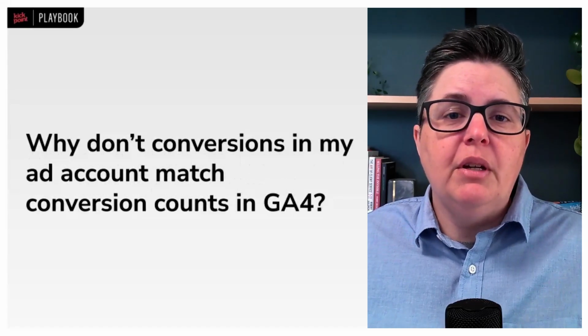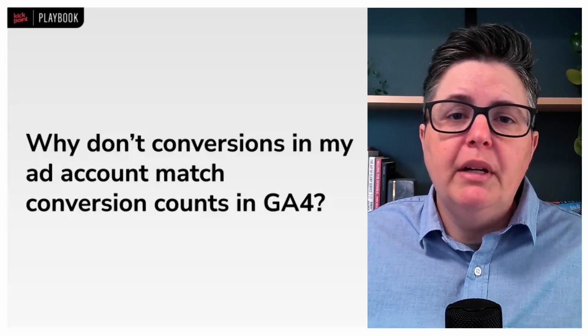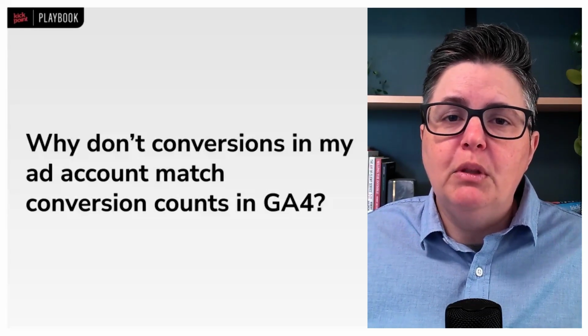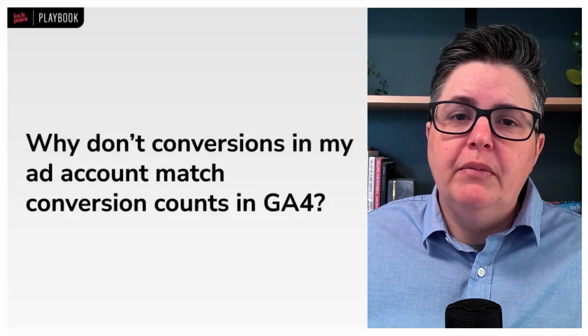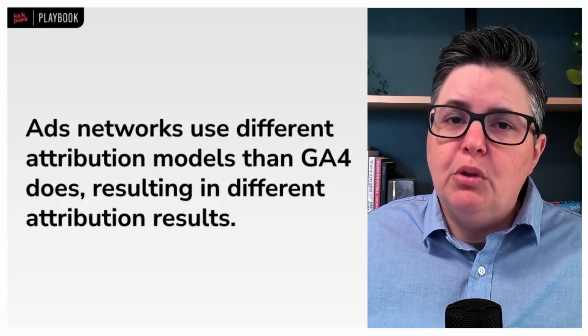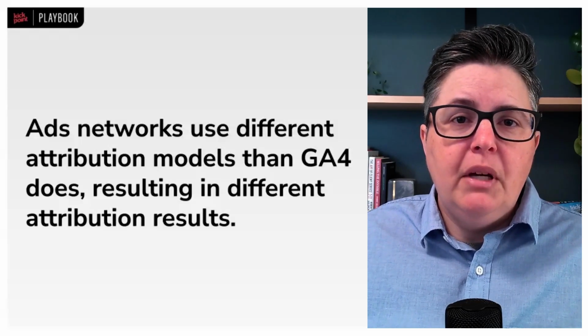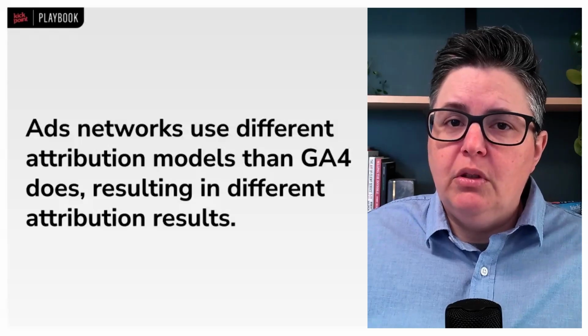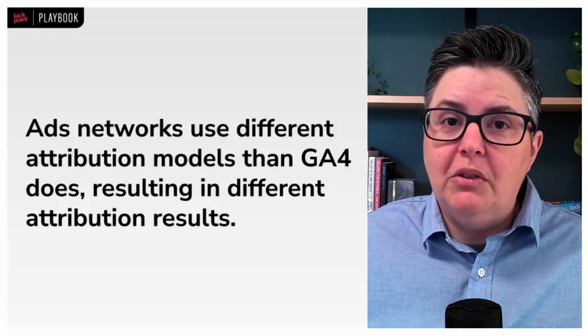Now, conversions. Why would they vary? Some of the reasons that we just covered would also apply to conversions. Redirects, privacy issues, people leaving tabs open, these would all cause differences in measurement between GA4 and your ad network. But another major reason is attribution. Ad networks use different attribution models than GA4 does. By default, GA4 uses data-driven attribution. If you skipped the video on how attribution works way back in the intro, go back and watch that.